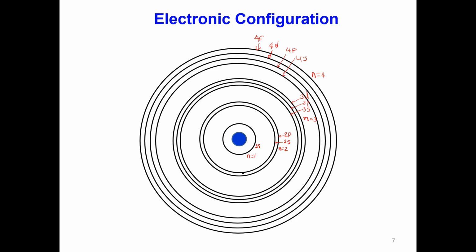in this diagram. One more thing that is important to remember is the S subshell can hold maximum 2 electrons. P subshell can hold maximum 6 electrons. D subshells can hold maximum 10 electrons, and F can hold maximum 14 electrons.